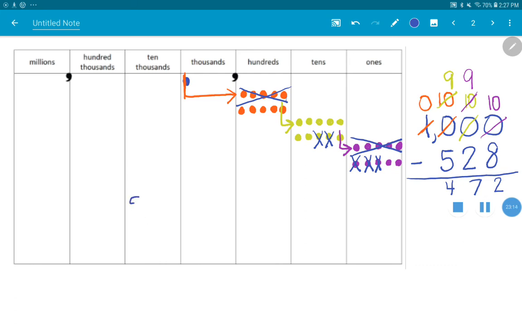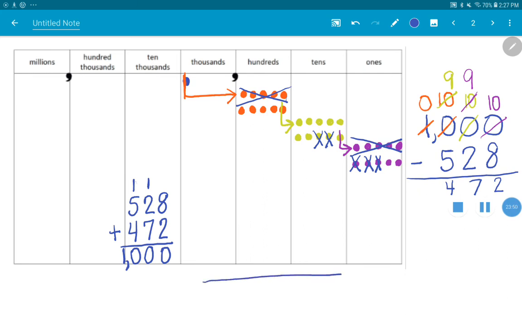So let's do that really quick. 528 plus 472. I'm going to start in my ones place. 8 plus 2 is 10. I'm going to write down my 0. Carry the 1. 1 plus 2 makes 3. Plus 7 is 10. Write down the 0. Regroup the 1. 1 plus 5 is 6. Plus 4 is 10. So that makes 1,000.